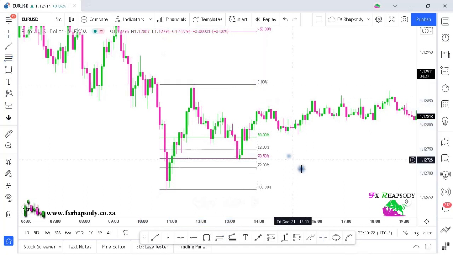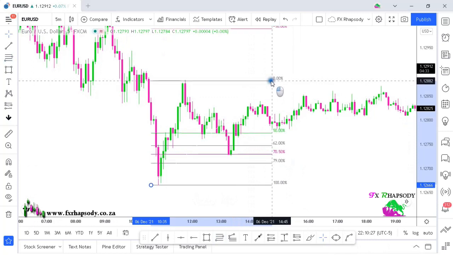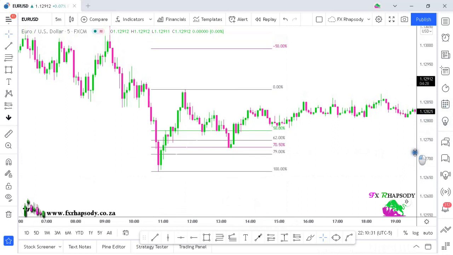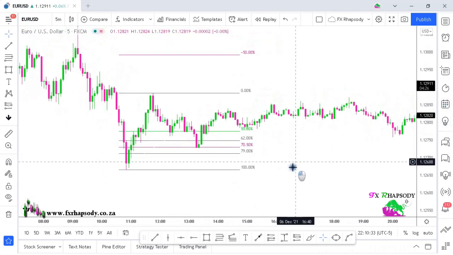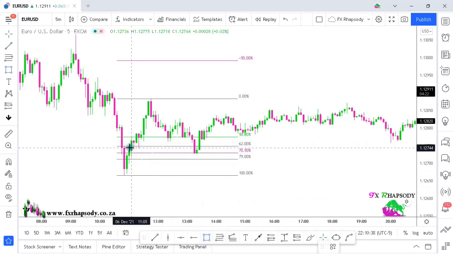It's not rocket science, guys. Don't overcomplicate trading. Just stick to small little basics and that's it. And again, like I've said to you, what do you do? You wait for the price to retrace to the 62%. You highlight that area, okay?